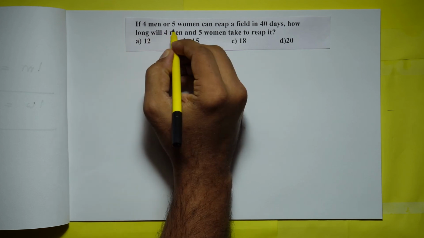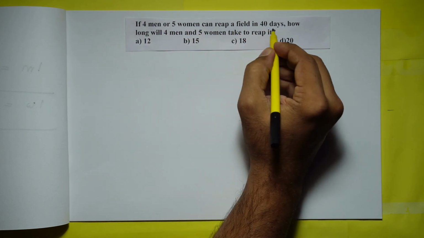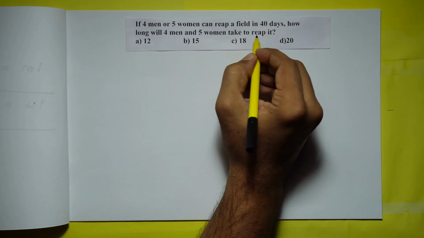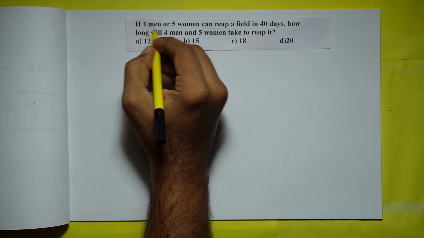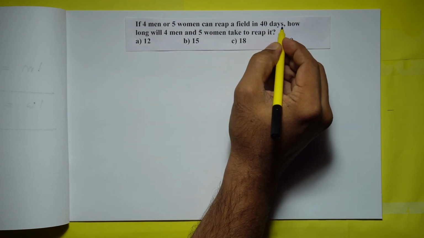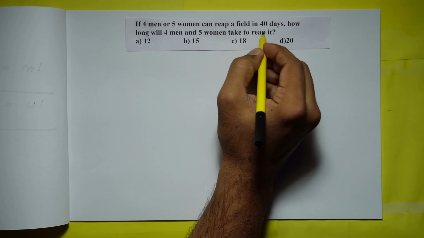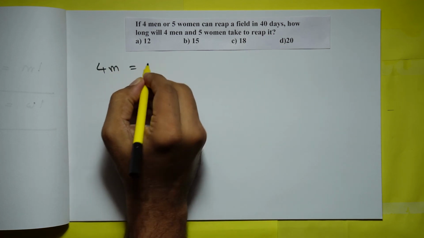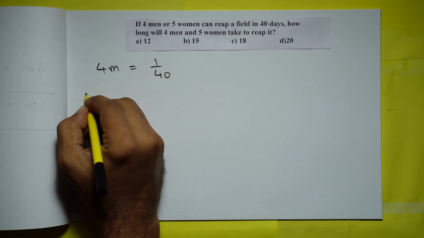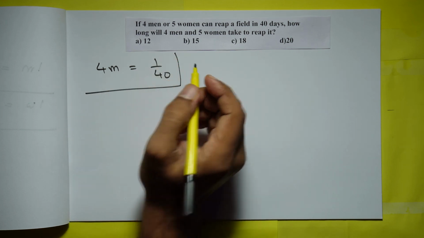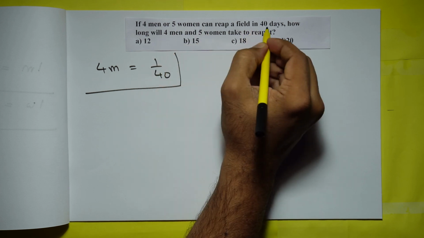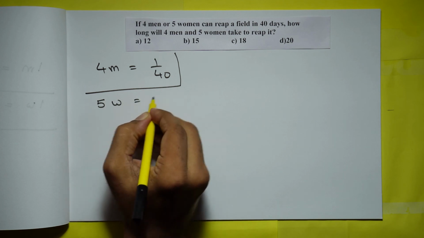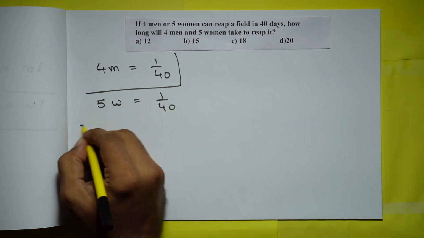If 4 men or 5 women can reap a field in 40 days, how long will 4 men and 5 women take to reap it? Now 4 men can reap a field in 40 days. So every day they will do 1/40th of the work. So 4 men, every day they will do 1/40th of the work. So this is the first equation that we have. Also 5 women can reap a field in 40 days. So 5 women, every day they will do 1/40th of the work.